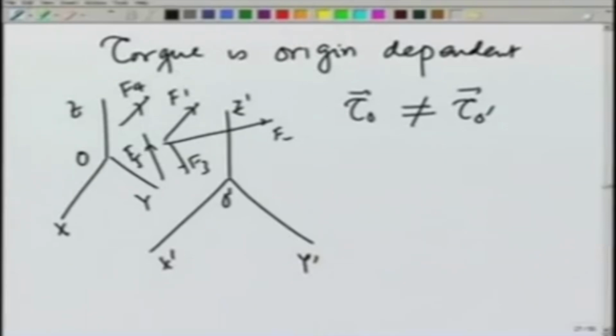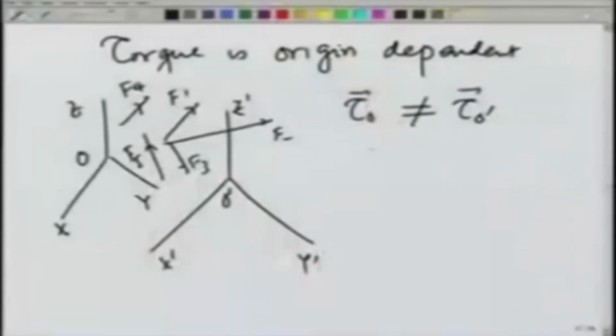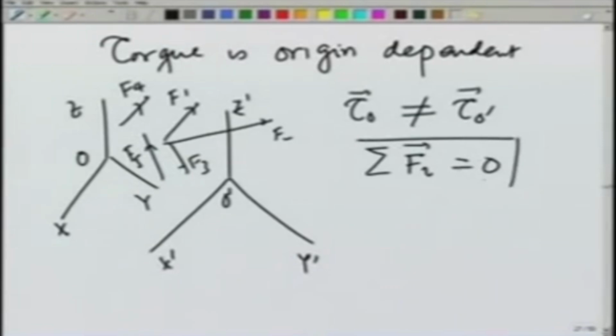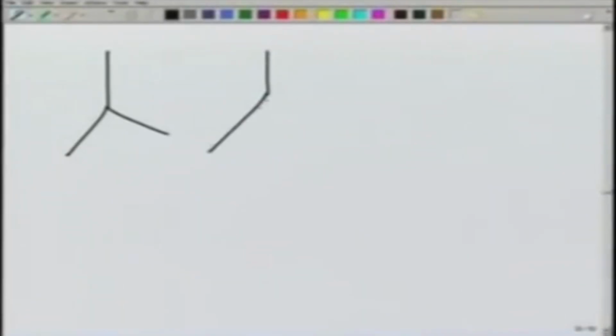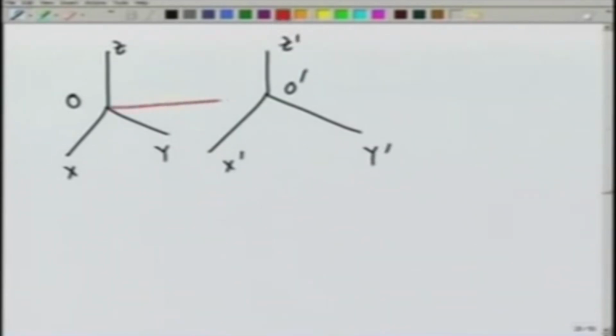However, there is a very special circumstance under which the two torques are equal, and that is when summation of Fi is equal to 0, and I am going to show that to you. Let us take two different frames O, O prime, x, y, z, x prime, y prime, z prime. Let the displacement vector from O to O prime be r.